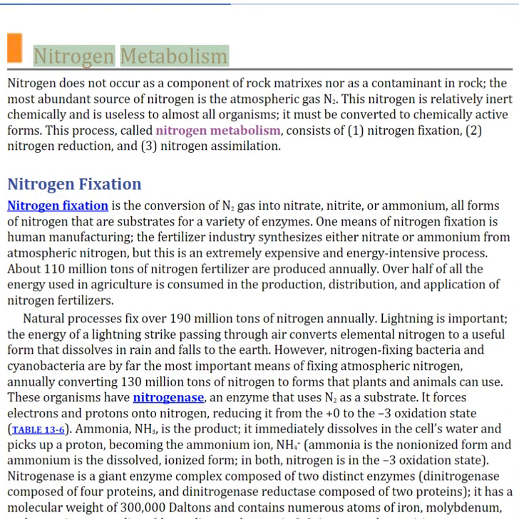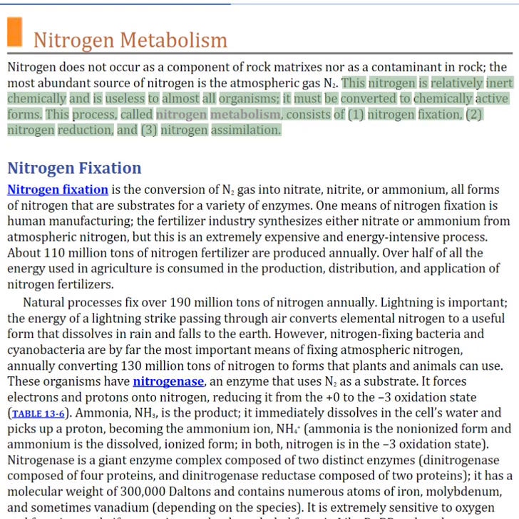Nitrogen metabolism. Nitrogen does not occur as a component of rock matrices nor as a contaminant in rock. The most abundant source of nitrogen is the atmospheric gas N2. This nitrogen is relatively inert chemically and is useless to almost all organisms. It must be converted to chemically active forms. This process, called nitrogen metabolism, consists of nitrogen fixation, nitrogen reduction, and nitrogen assimilation.